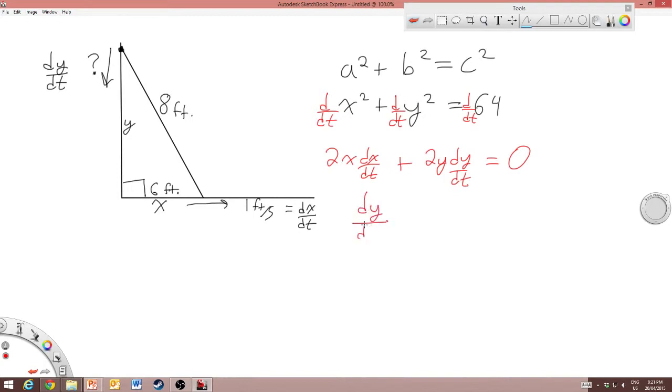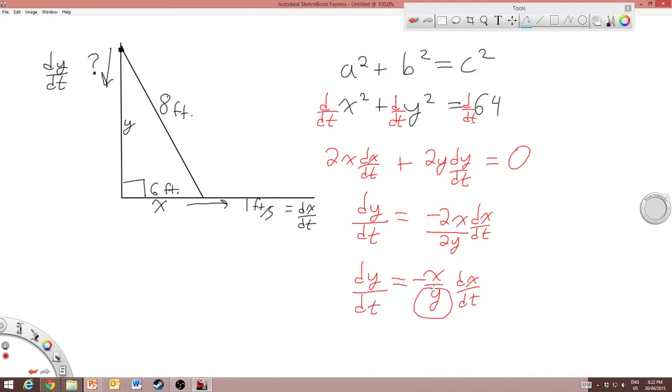Now, we're going to get dy/dt by itself, because ultimately that's what we're interested in. So dy/dt is going to be negative 2x dx/dt divided by 2y, or simplified, negative x over y, times dx/dt. Right. We can almost fill in the numbers. The only thing we need to know is what y is. We need to know what this is. And to figure that out, we can use the Pythagorean theorem, because it holds true.